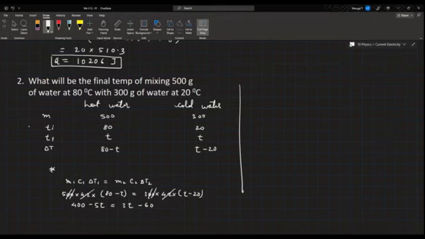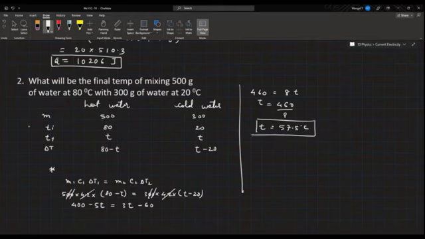Okay, so we get 460 is equal to 8T. So 460 upon 8, 57.5 degrees Celsius. So this is the final temperature that you will get. Anyone has any difficulty understanding this?